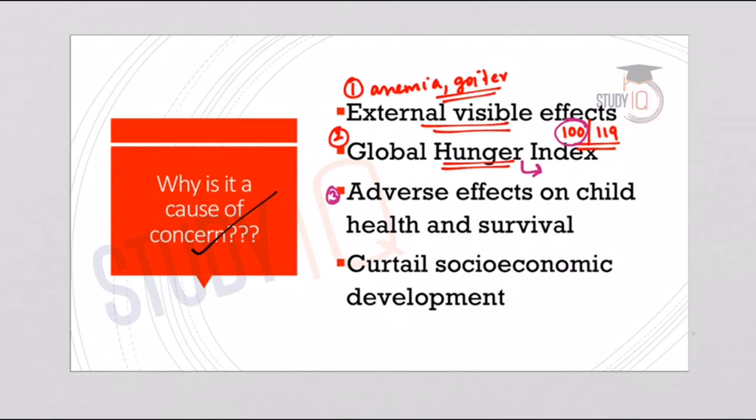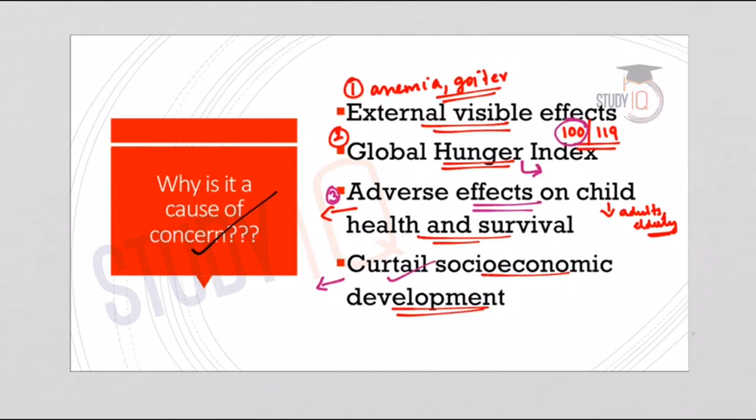And the third one is the adverse effects on child health and survival. A lack of micronutrients like vitamins and minerals can lead to adverse health or survival impacts among children and also among adults, the elderly, etc. This can lead to mental impairment, poor health, low productivity and sometimes even death. And it also curtails socio-economic development. Especially in low income and middle income countries, hidden hunger is a major cause of concern which curtails socio-economic development. We have seen there are many adverse effects on child development, adult health and elders' health, etc.